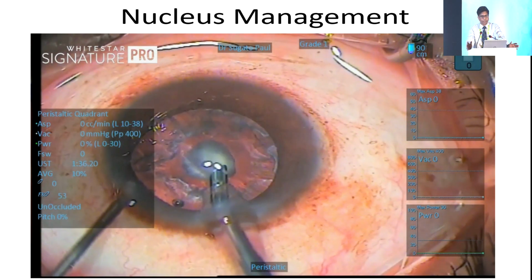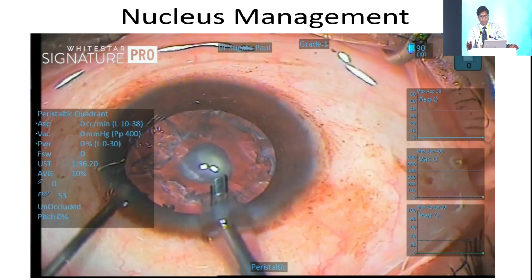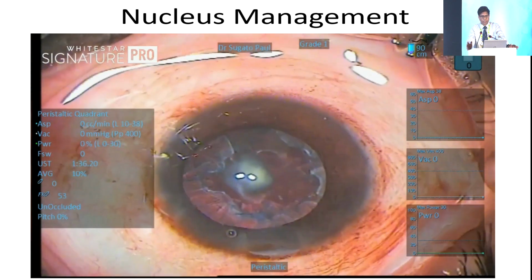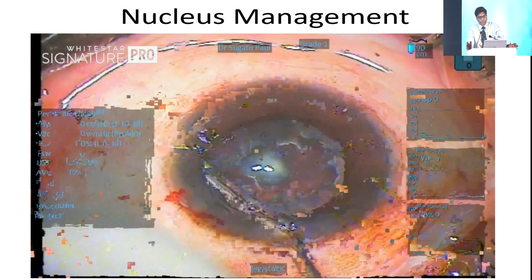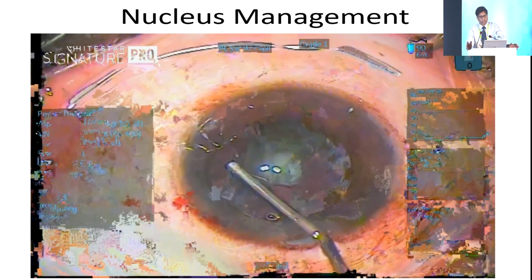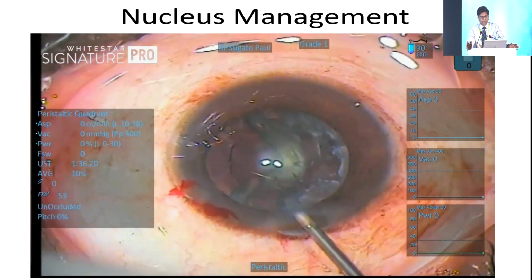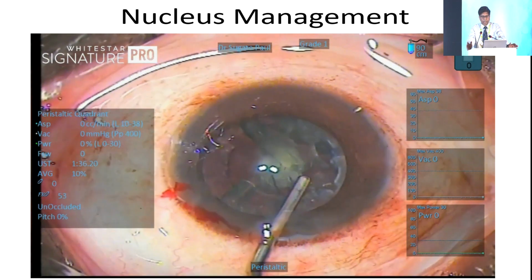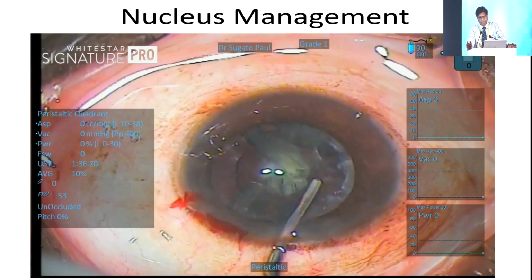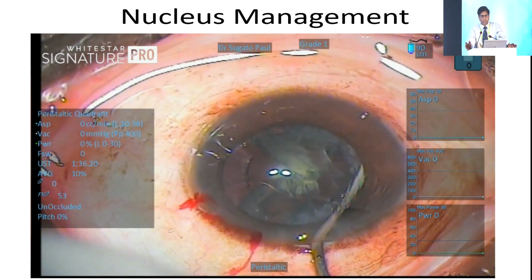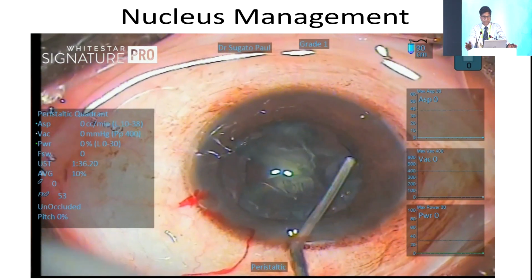Don't take out your phaco tip. Put visco through the side port, fill in the visco so that the chamber doesn't collapse, and then take it out. Now you see, I had created a cleavage, so from that cleavage I'm injecting visco behind the anterior capsule and separating the epicortex from the posterior capsule up to the polar cataract adhesion.